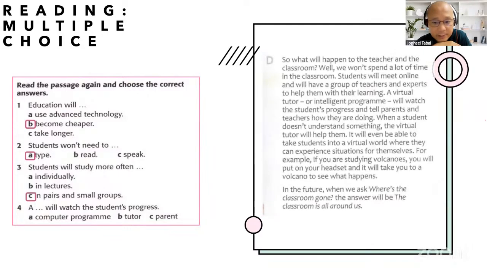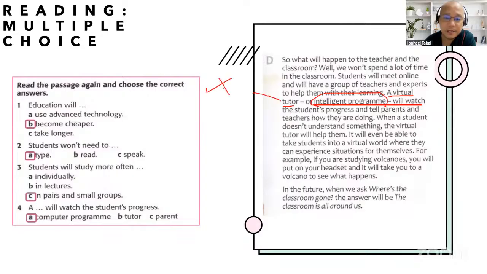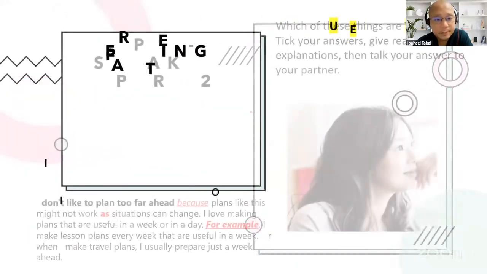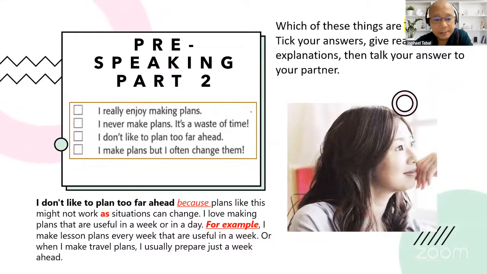So we have it in D, okay? We have here intelligent program. So we have a virtual tutor or intelligent program will watch the students' progress. A virtual tutor is very similar to AI, okay? That means they are computer programs, all right? So they're not people, all right?